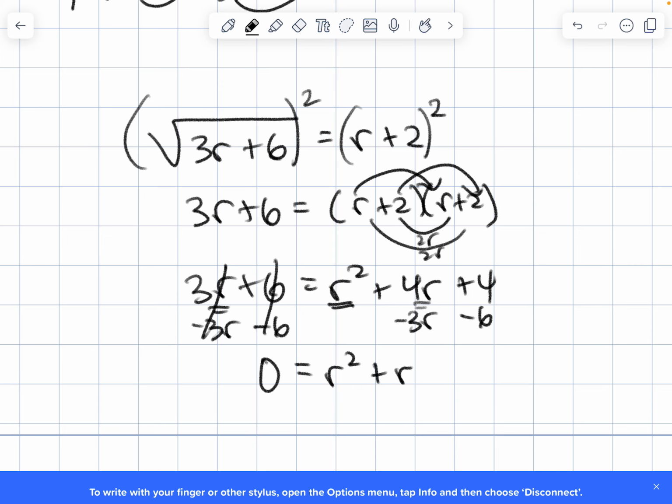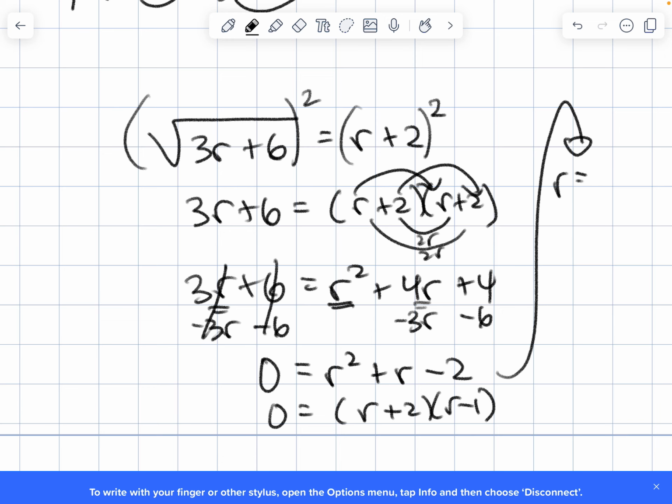When you're solving quadratics, you always want it to be equal to 0, because now we can factor it. There's no other way of solving these besides factoring for quadratics. And that gives us two solutions: r is equal to negative 2, and r is equal to 1. Now we've got to plug those into the equation and see if they work.